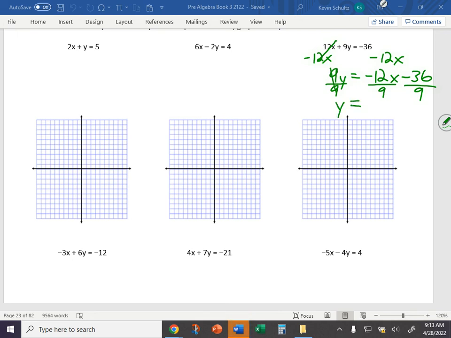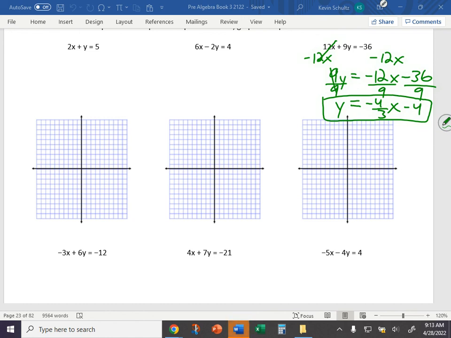What does -12 ninths simplify to be? Jeffrey? 4 over 3. Yep, but keep that sign, okay? -4/3 x. And then -36 divided by 9 is a -4. So Shay, this is where you need the help then? Nope. Never mind. I just forgot. Yeah, sure. All right, how do we graph this?